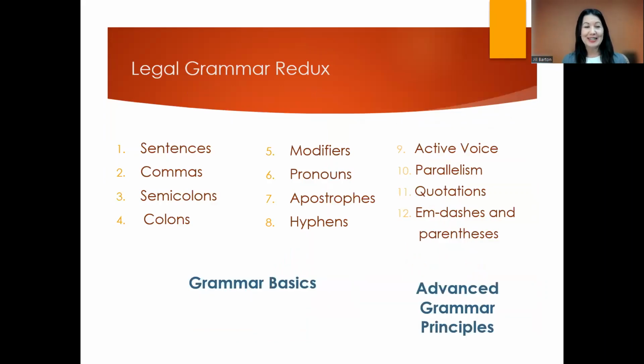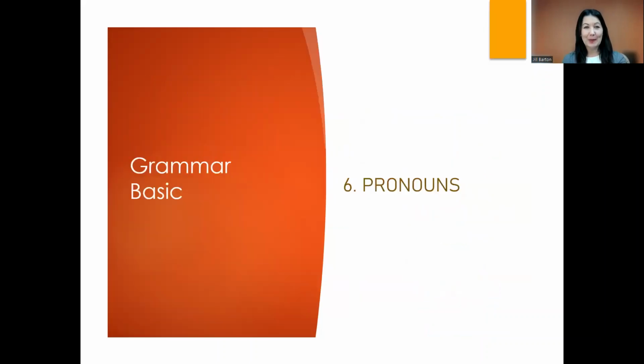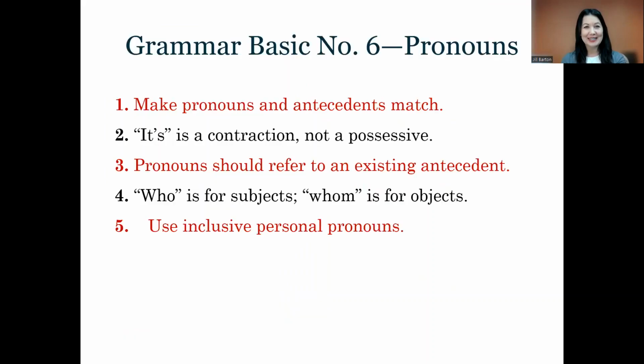Those topics are listed here. They include 8 grammar basics and 4 more advanced grammar principles. So in this video, we are talking about grammar basic number 6, pronouns. And in relation to pronouns, we will talk about 5 rules. The first is that we want to make sure that pronouns match their antecedents. Antecedents is just a fancy word for what the pronoun is referring to.